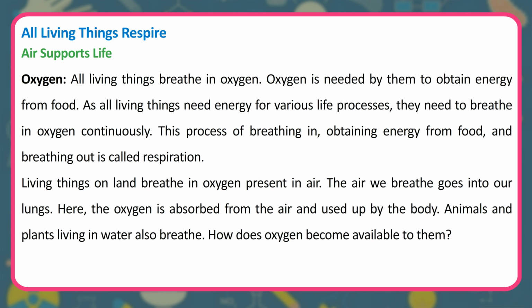Living things on land breathe in oxygen present in air. The air we breathe goes into our lungs. Here, the oxygen is absorbed from the air and used up by the body. Animals and plants living in water also breathe. How does oxygen become available to them?